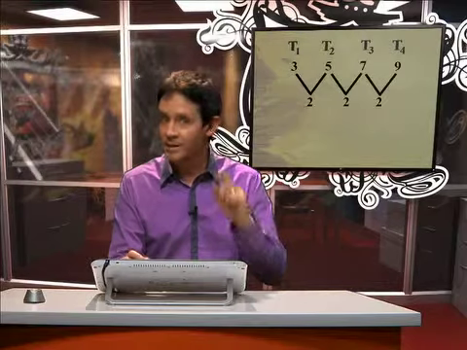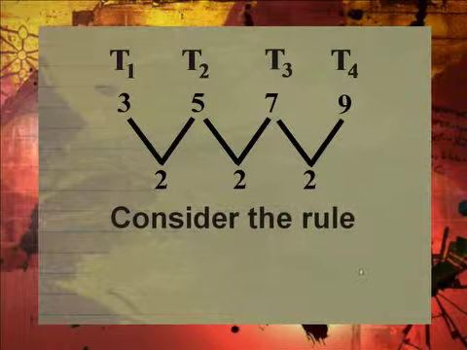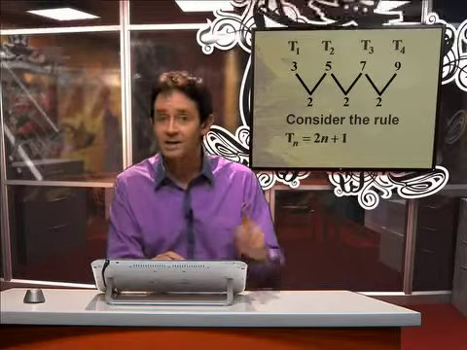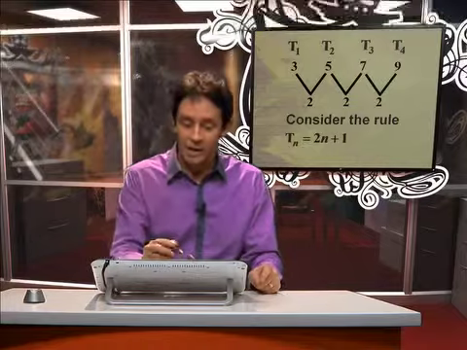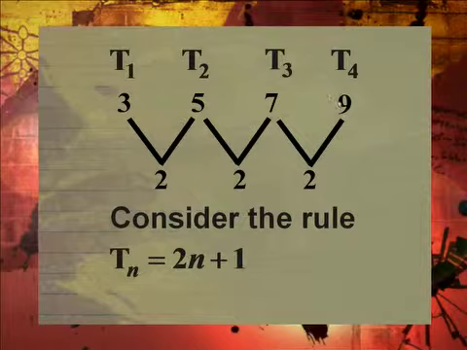Now, I'm going to be a little bit sneaky. Check this out. I want you to consider this rule. Tn is 2n plus 1. What on earth am I doing? Now, don't panic. What is this rule doing? You can see that I know my first term is 3, then we add 2, giving you 5, 7, and 9.